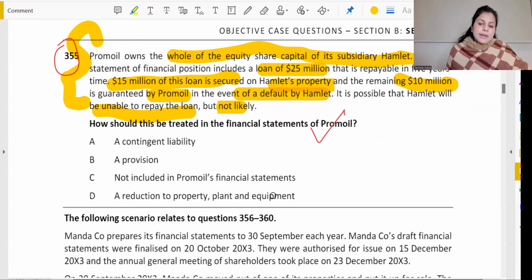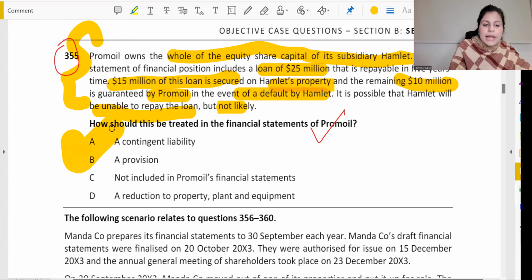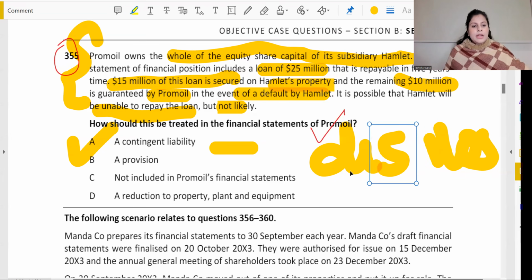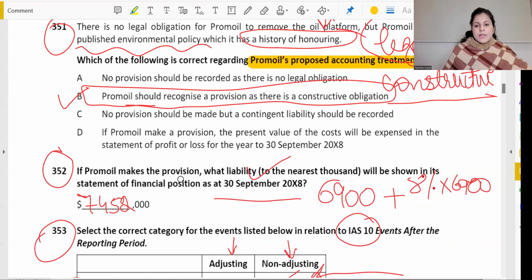So what should you create? Because if you do not repay the loan, there will be some penalty on you. You will lose your property which you kept as security. Will you disclose a contingent liability, create a provision, do nothing, or reduce your PPE? Very good. Contingent liability. So I have to disclose a contingent liability, right? That's it. So we are done with 10 of our MCQs.